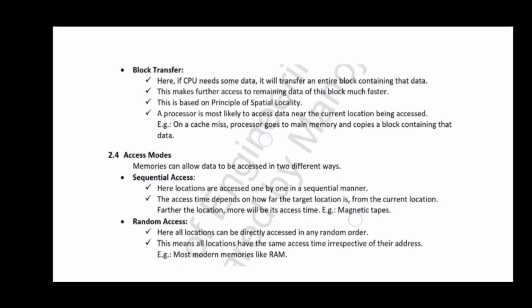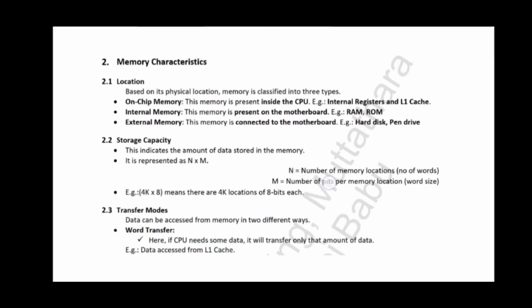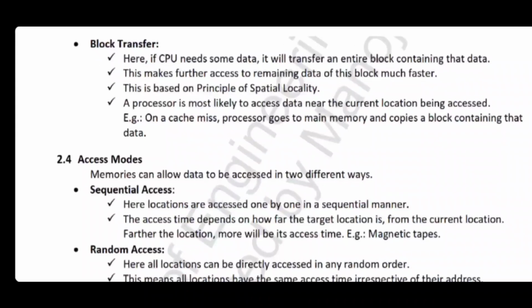So we have discussed two types of transfer, word transfer and block transfer. Word transfer means that if the CPU requests some data from memory, the memory provides only the requested data. Block transfer means the memory provides not only the requested data but a block of data which contains the requested data and other data too.